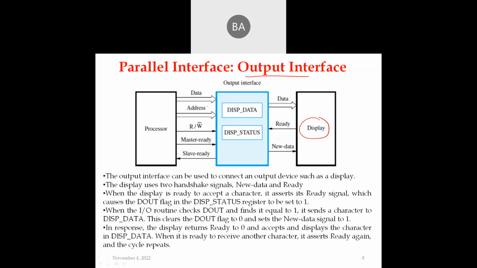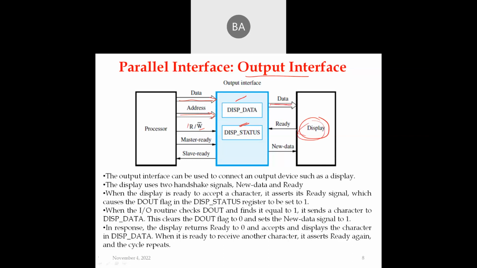Here this output interface consists of two important registers: DISP_DATA register and DISP_STATUS register. The processor will make use of the data bus and the address bus, and the control signal R/W, because the processor will write the data received from the keyboard into this display register using the data and address lines, and then the display device will make use of the data bus to read the data.